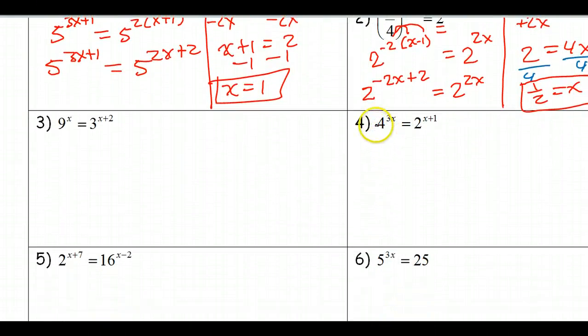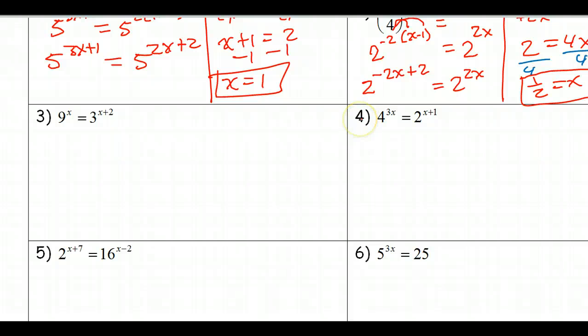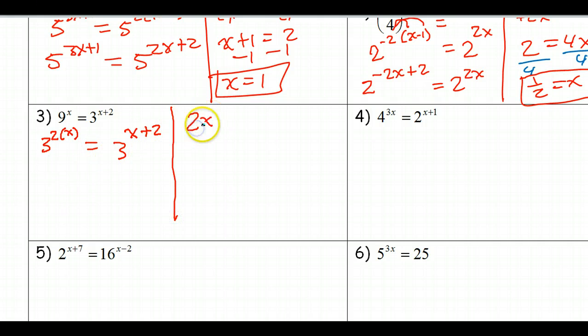Alright, looking at number 3. We need these bases to be the same. I'm going to write 9 as 3 squared. Alright, and I've still got that x sitting there. I've already got base 3 to the x plus 2 power. Now that the bases are the same, I can set those exponents equal to each other. So this will be 2x equals x plus 2. Subtract x from both sides, that gives me x equals 2.